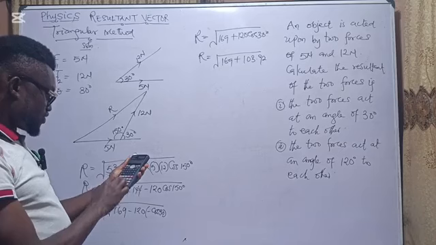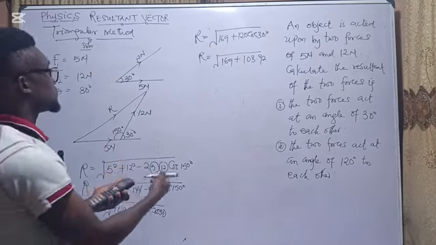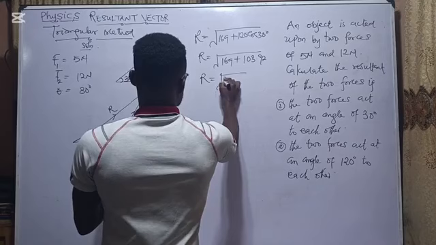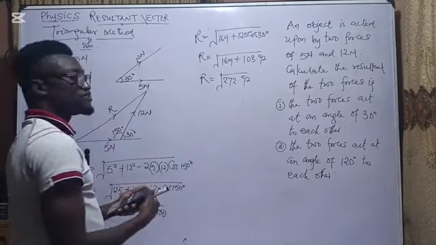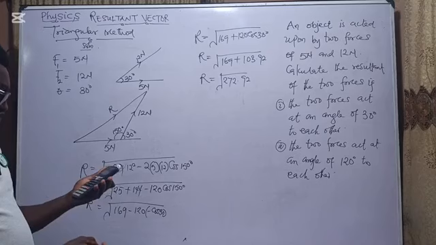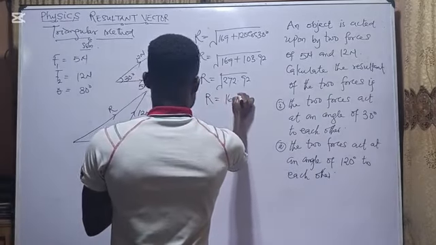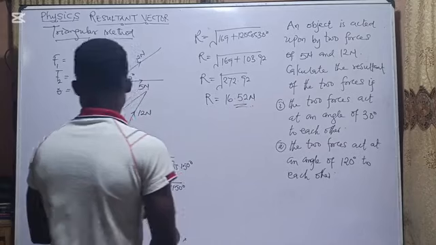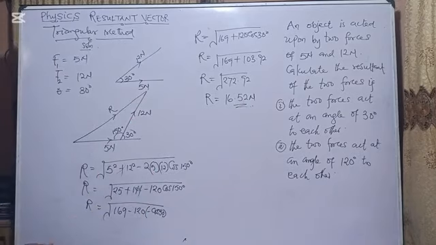169 plus 103.92. So we have the resultant as the square root of 272.92. So get the square root of it. The square root will now give the resultant 16.52 Newton. Now we've got the resultant as 16.5 Newton.